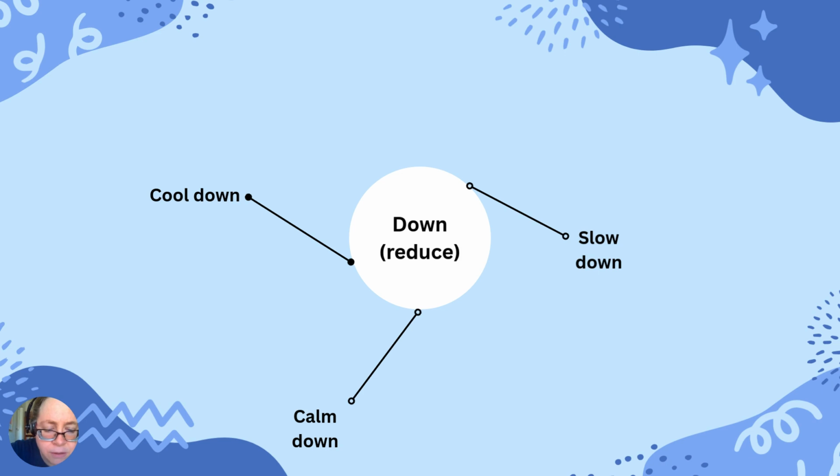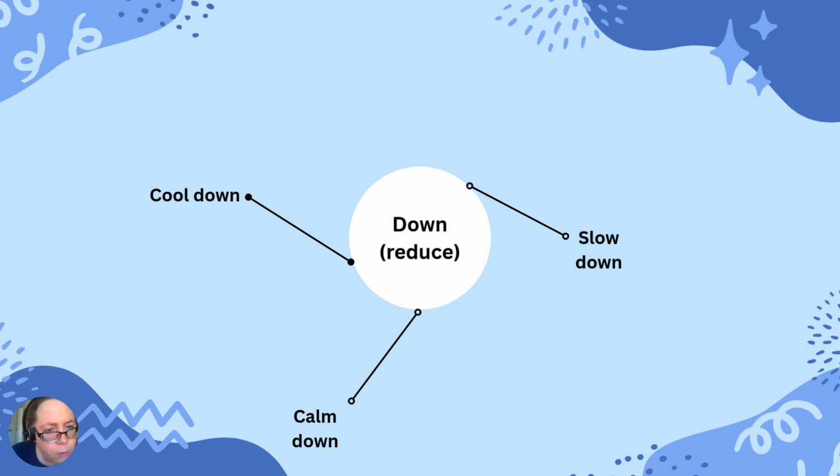Down as a particle, as a preposition in a phrasal verb, has the meaning of reduce. So we are lowering the levels of things, we're lowering the intensity, we're making it go lower, softer, smaller, everything like that. So if you calm down, you're reducing your anger, you're reducing your fear, your anxiety, all of those strong feelings. And the result is you become calm, but you're reducing all of the intense negative things.